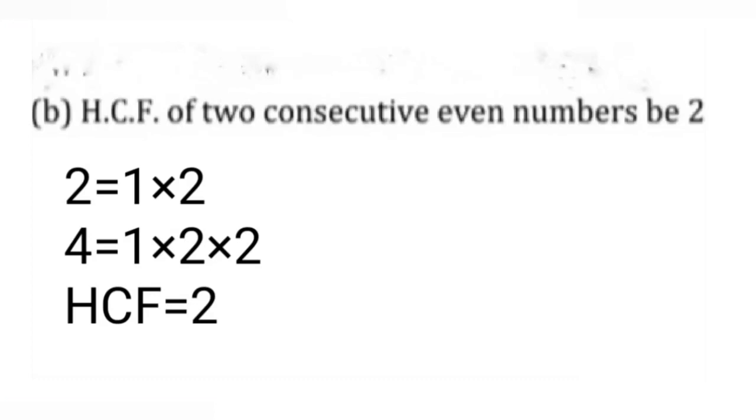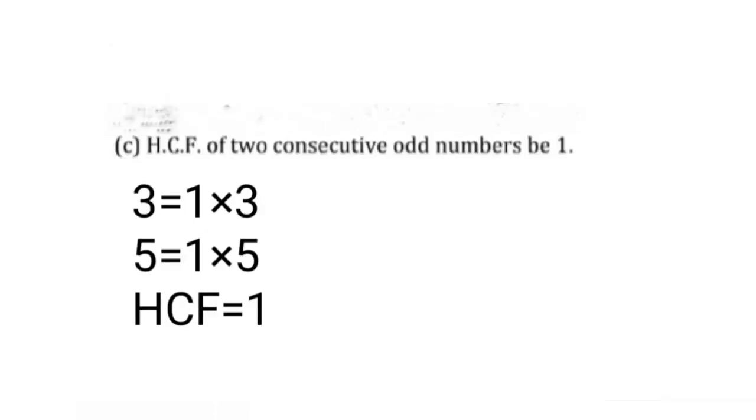Second one, even numbers. So two consecutive even numbers. Let's see, examples are 2 and 4. And if you find the factors, the factors of 2 are 2 only. And the factors of 4 are 2 into 2. What is common? 2 is common. Next one, odd numbers. Again, write two odd numbers. Example is 3 and 5. Both are odd numbers. What is the common factor? 1 only. Yes. So the answer is 1.